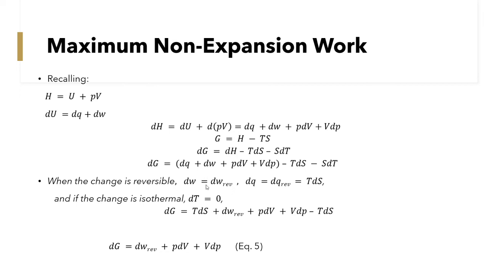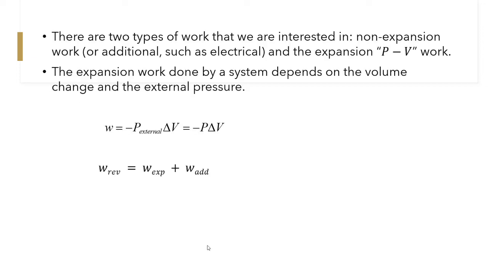So when the change is reversible, you will just add this little subscript here, and so dq is equal to TdS, and if the change is isothermal, so dT becomes 0, so this expression will be gone. So you are left with this. Once you have that, this cancels out, so what you have is dG equals dw plus PdV plus VdP. That's equation 5.